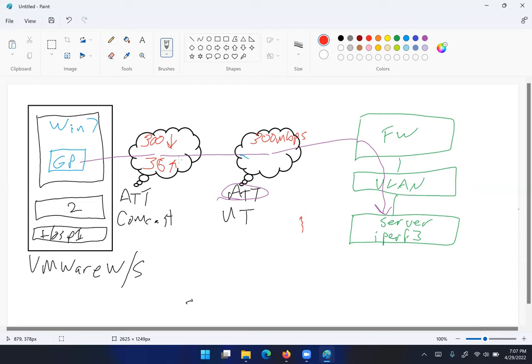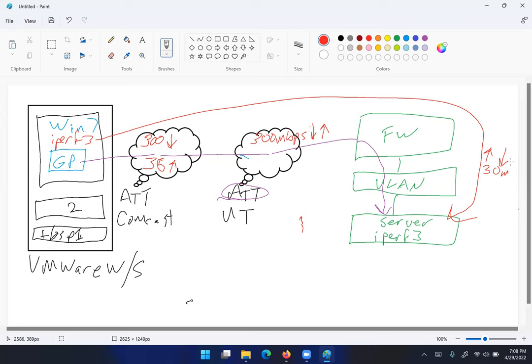This is what we get, and this is both download and upload, 300 megabits. So what we did the other day is I had him test. I had him load iperf 3 over here on this Windows machine. He loaded that, and then he did a test all the way over to the server from iperf 3 over to here. And what he was getting, and this was with the VPN connected, he was getting 30 meg upload and download.